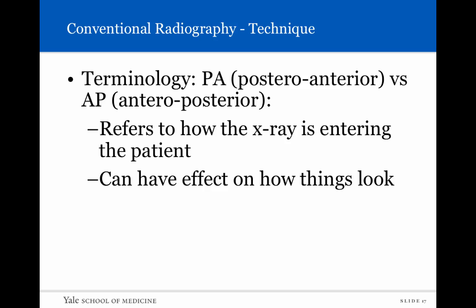PA refers to posterior anterior and AP is anterior posterior, and refers to how the x-ray is first entering the patient. So if it's entering so that it goes to the patient's back first, we call it a posterior anterior x-ray. Well, if it's going from the frontal side of the patient to the back, we call it an anterior posterior x-ray. And this is important because this can have an effect on how things look.